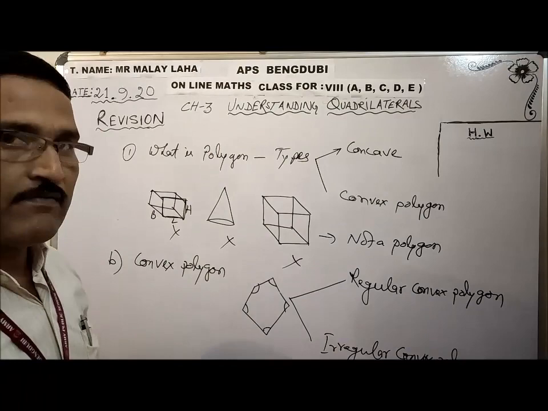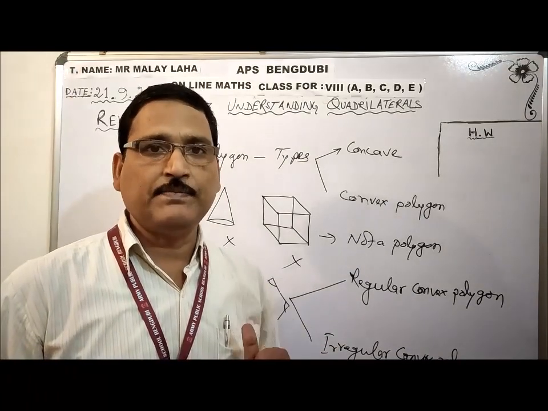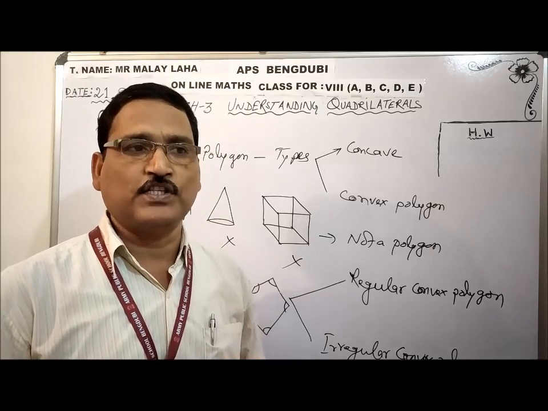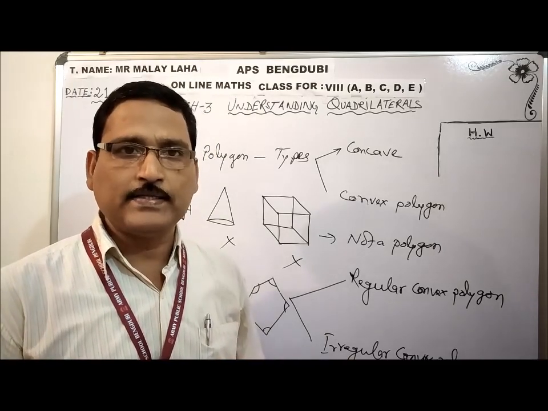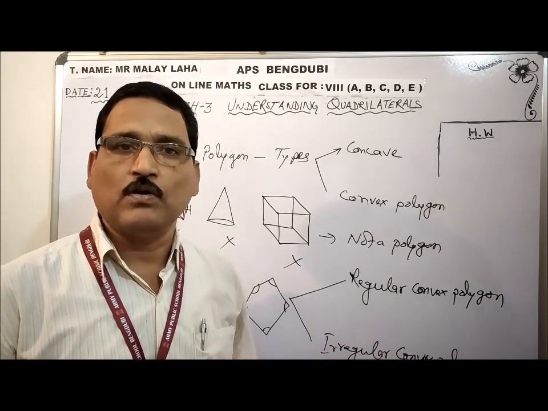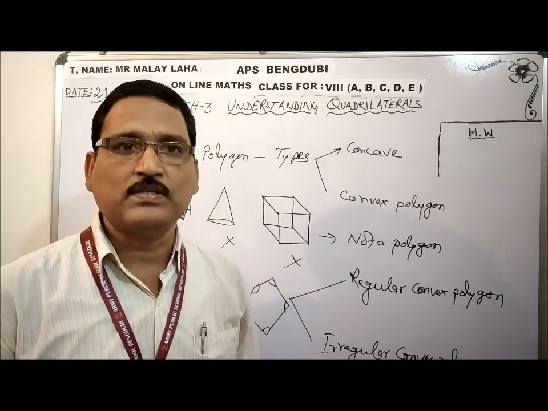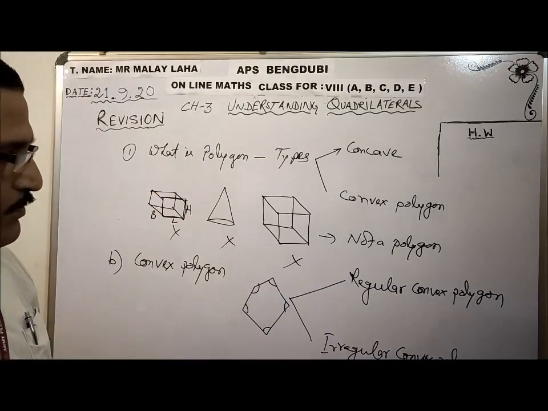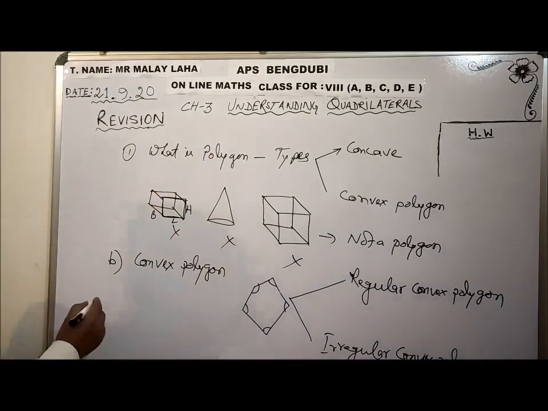MCQ, fill in the blanks, true/false, and descriptive type questions will be there. You will solve the descriptive type questions in your notebook, get the result, check where it is given in options A, B, C, D, and put a tick mark or select that option. Understood? So this way. Now I am talking about the regular convex polygon.